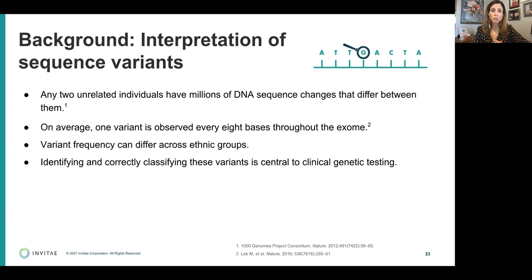So what you want to ensure is, one, that the lab you're utilizing can identify the variants in the gene, but also that they can correctly classify if the variant that they've identified is actually associated with a hereditary cancer syndrome or a hereditary disease. Because as you can imagine, the vast majority of the variants that can be identified are actually benign and not associated with disease.